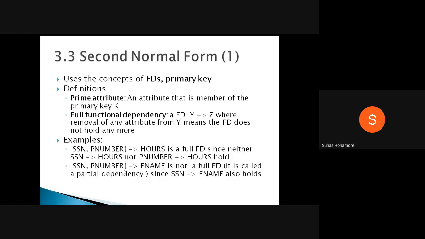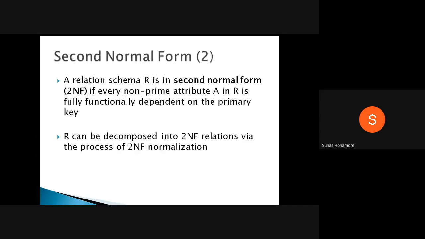Now we'll go to our second normal form definition. 2NF with respect to primary key says a relation schema R is in 2NF if every non-prime attribute A in R is fully functionally dependent on the primary key of R. So the entire relation is said to be in 2NF if every non-prime attribute A in R is fully functionally dependent on the primary key of R. Then we'll say it's in 2NF.